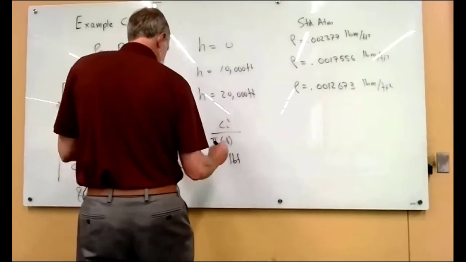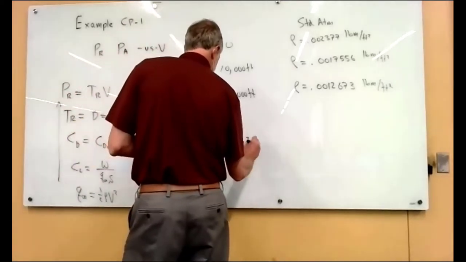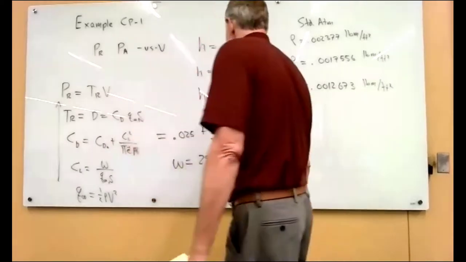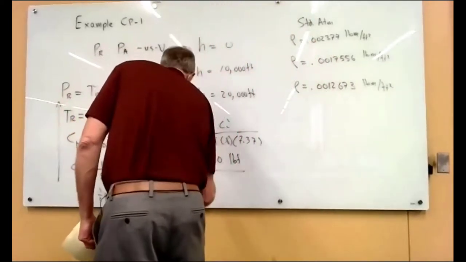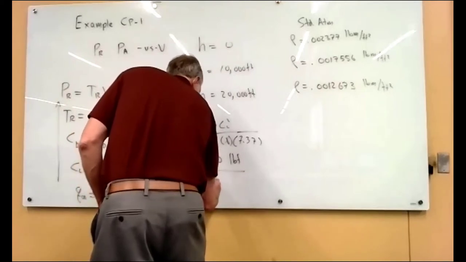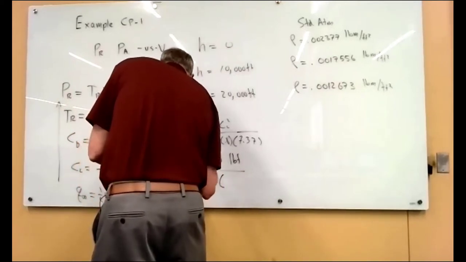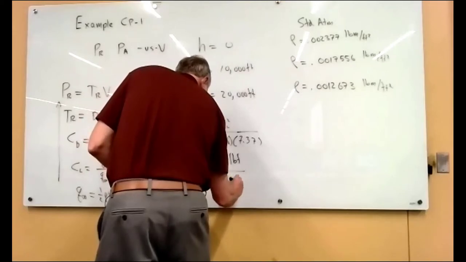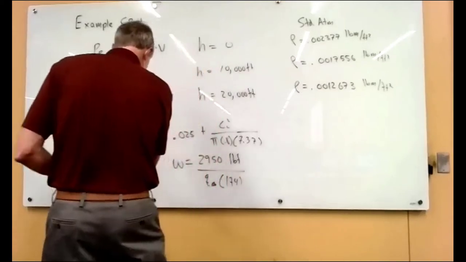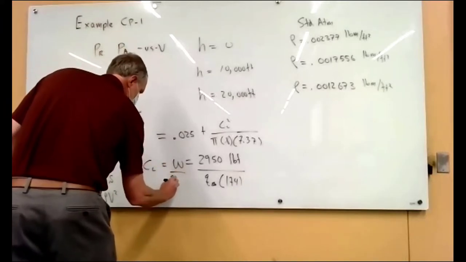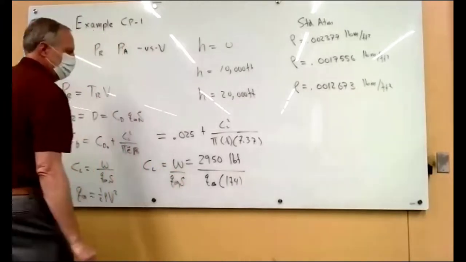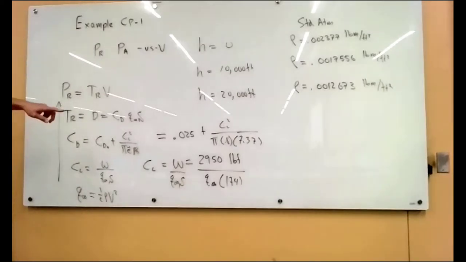E hat is 0.8, and the aspect ratio is 7.37. So for CL, we'll take the weight, divide it by Q infinity, and then we need the wing area, which is 174. Kind of did that backwards. So CL is 2950 over Q infinity 174. And then everything feeds up.